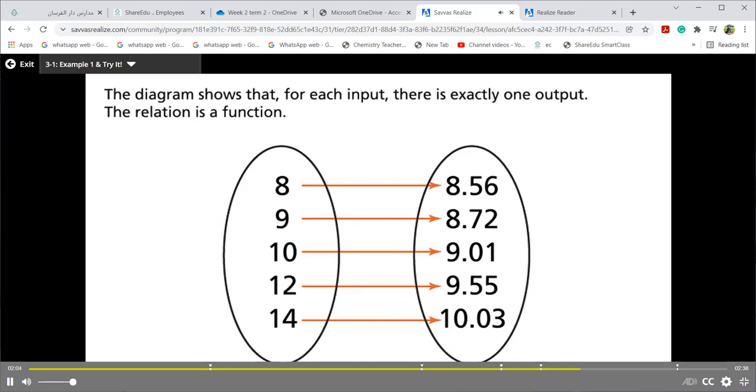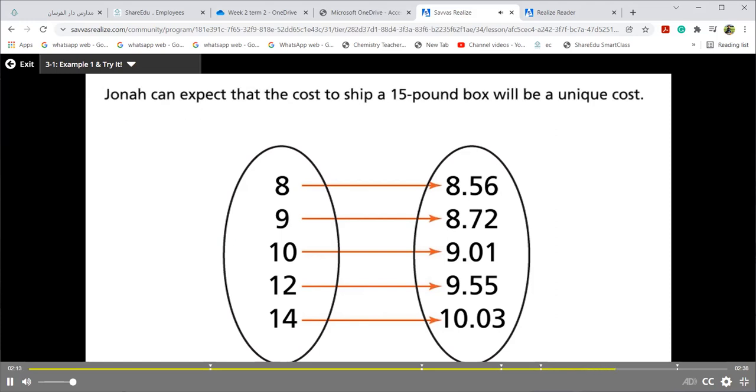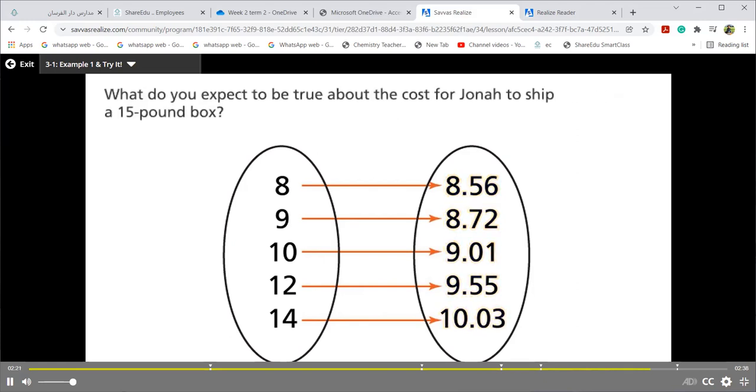The diagram shows that for each input, there's exactly one output. One output. The relation is a function. So Jonah can expect that the cost to ship a 15-pound box will be a unique cost. So what do you expect to be true about the cost for Jonah to ship a 15-pound box?